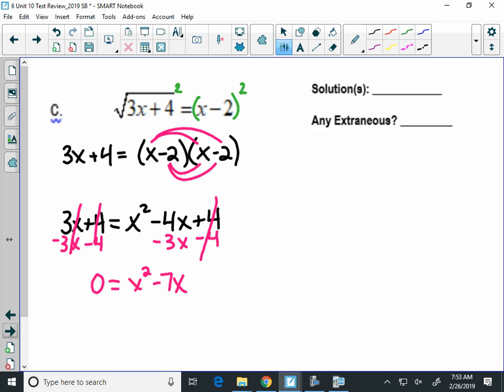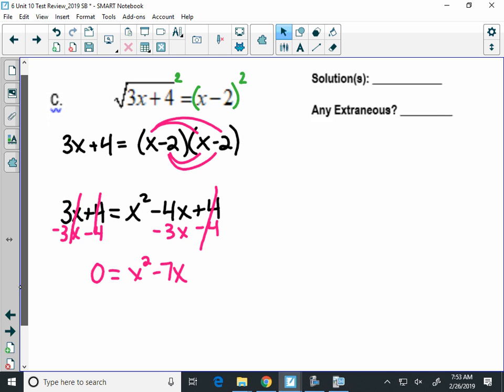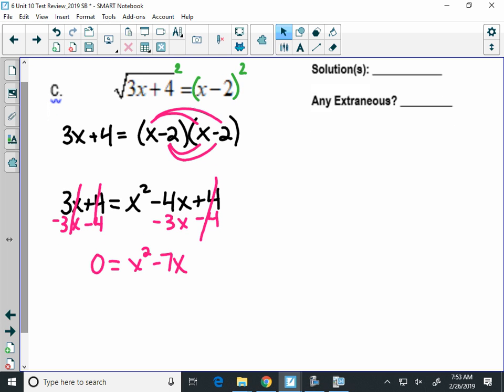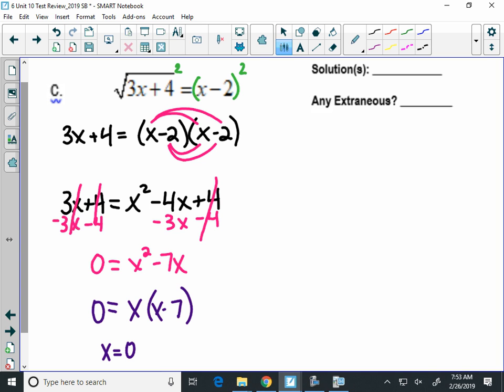Well, now I can solve, I'm going to continue by factoring here. I have a GCF I can pull off. So I have 0 equals x times x minus 7. Now in order to actually get the solutions, I use the zero product law, which sets each factor equal to 0 and solves. So I have the possibility of x equals 0 and x equals 7. I cannot count those as solutions until I check them in my calculator.